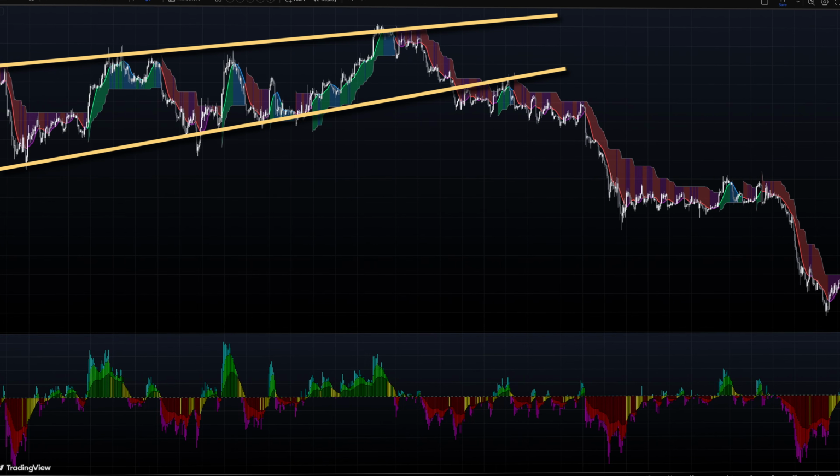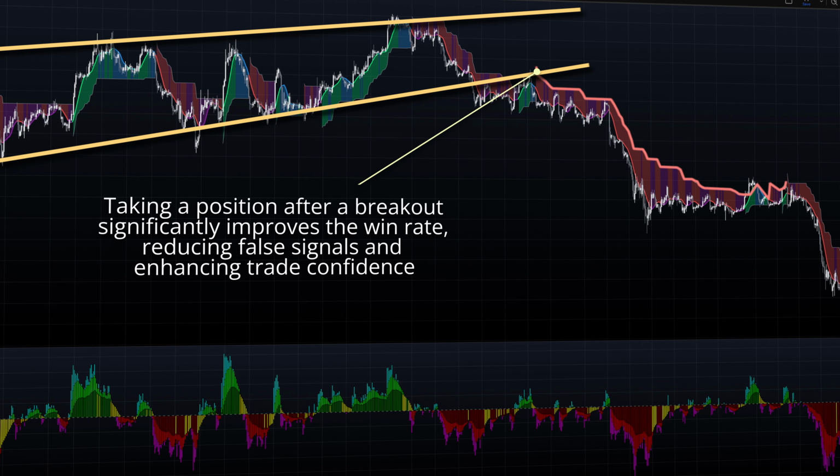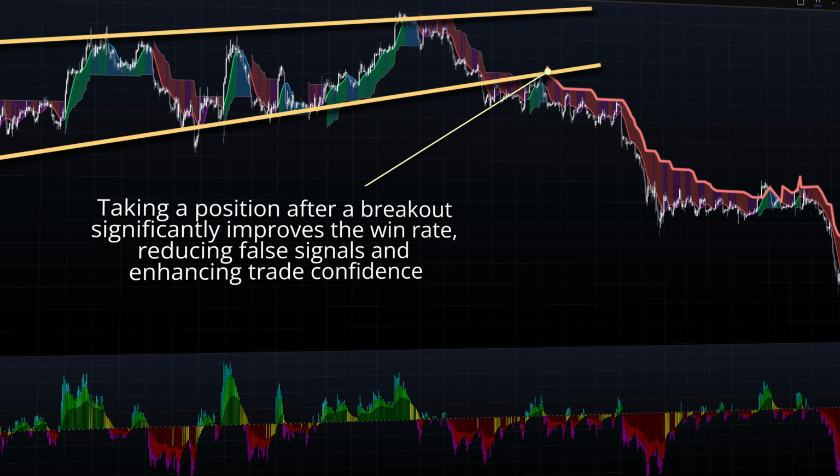By waiting for these established trend conditions rather than attempting to predict breakouts, traders can significantly increase their success rate and confidence in position management.